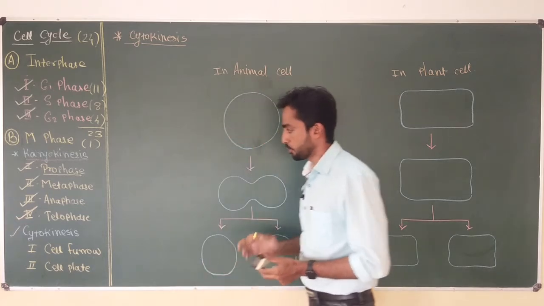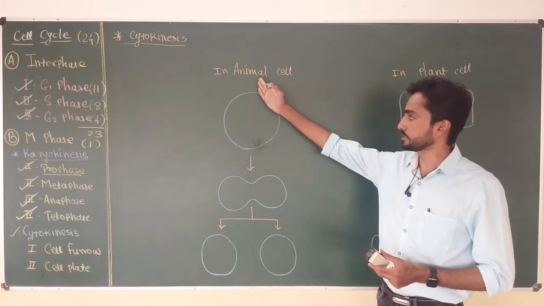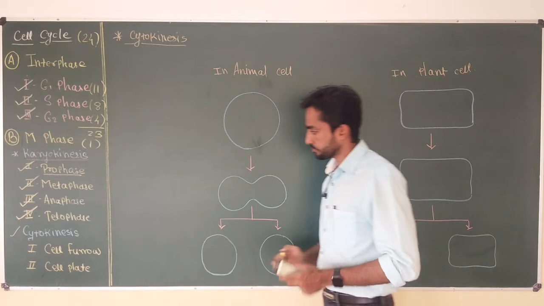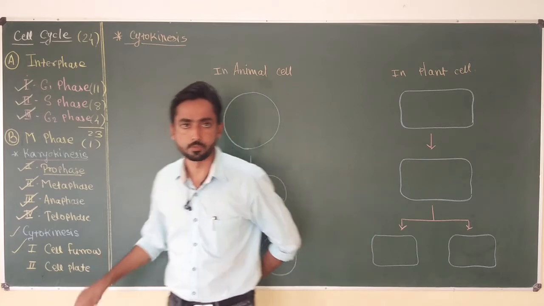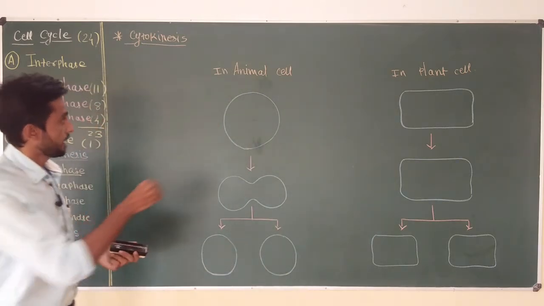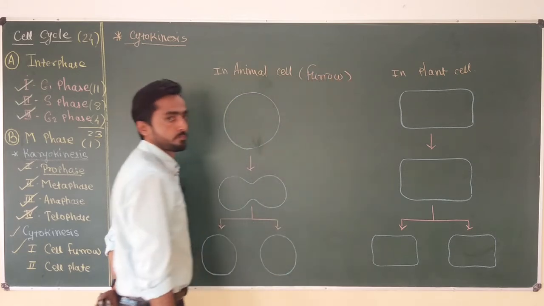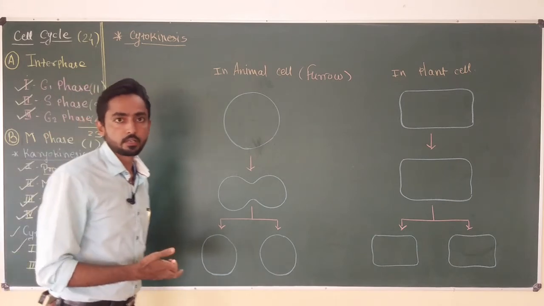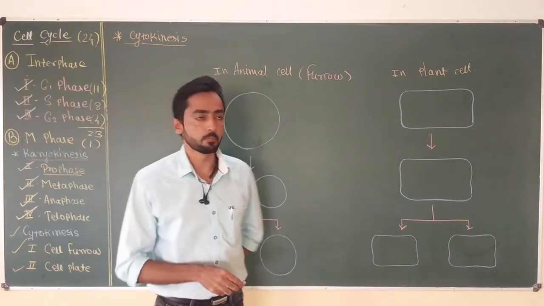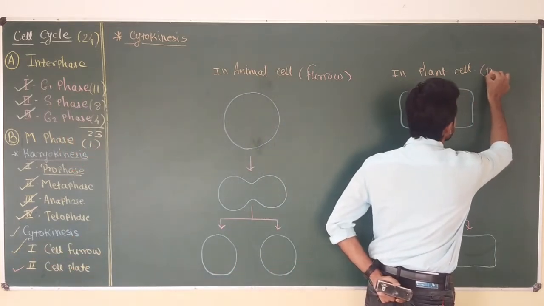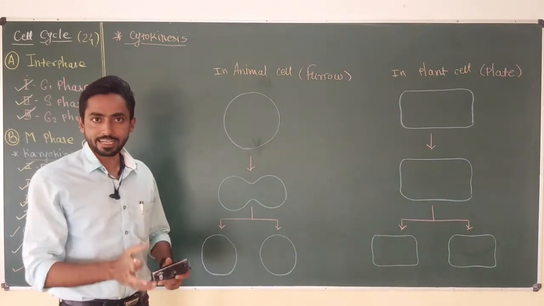In this video, I am going to mainly focus on the types of cytokinesis, or the process of cytokinesis that takes place in animal cells and plant cells. Cytokinesis in an animal cell occurs by cell furrow formation. If we consider cytokinesis in an animal cell, it occurs by furrow formation. It is the cleavage type of cell division, while cytokinesis in a plant cell occurs by cell plate formation. I am going to discuss both these processes in detail in this video.